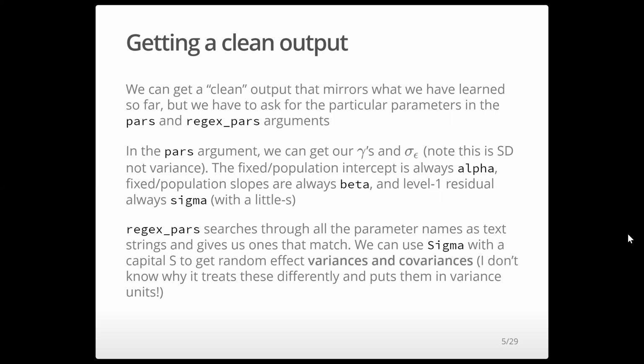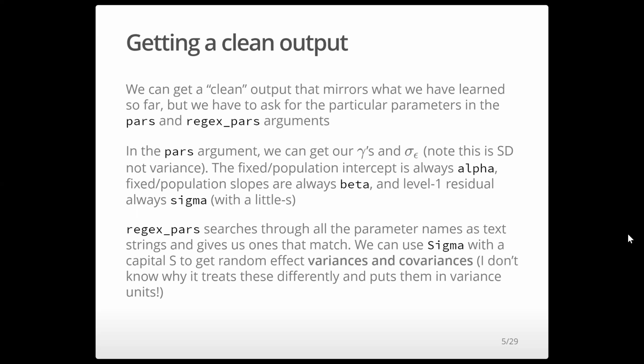So the fixed population intercept is always alpha, and this is true for other models too. So any fixed intercept in a normal regression model, beta 0, we call it alpha here. There's just different parameterizations for these types of things. The fixed or population slopes are always beta, and the level 1 residual is always sigma with a little s. So those are easy to get. If you just ask for alpha, beta, sigma, it'll give you the intercept, all of the fixed slopes, and the level 1 residual.